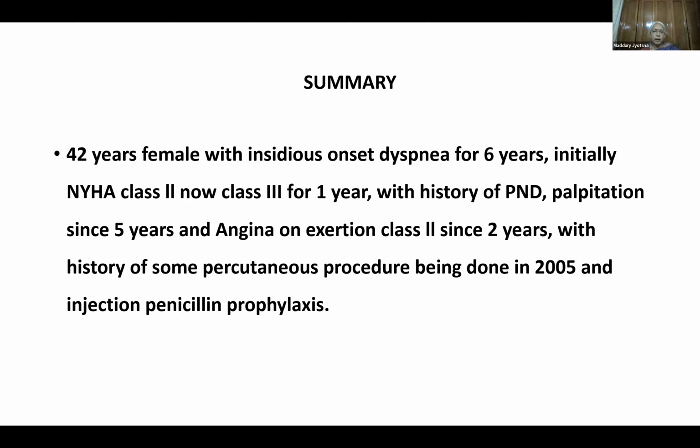Sunita madam, do you want to add anything on the history? Sunita madam lost the connection. We are just calling her.